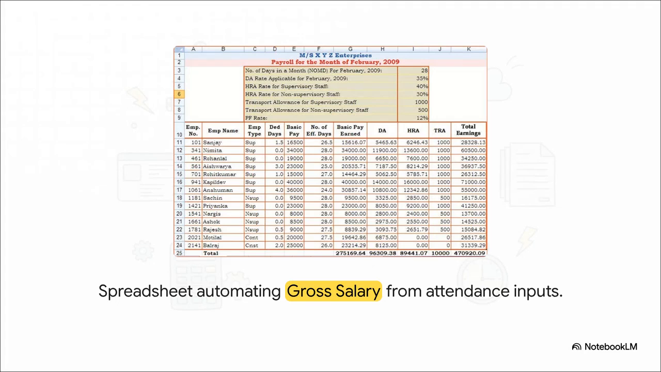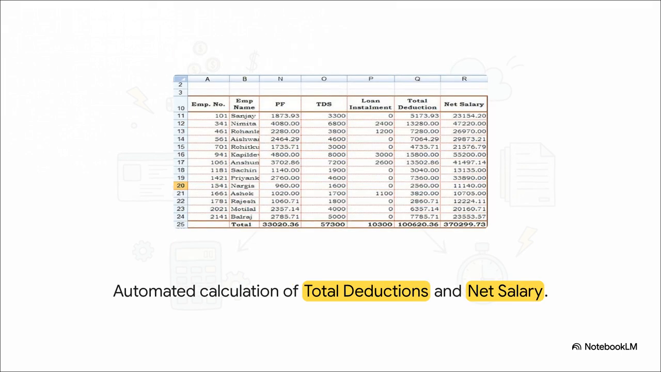So when we actually fire up this first engine, here's how it plays out for a sample company, XYZ Enterprises. At the top, you've got those absolute reference rules we just set up, like the 35% DA. And below that, pure automation. The spreadsheet takes the effective days, calculates the basic pay earned, and just seamlessly adds in all those varying allowances to spit out the total earnings. And it does this perfectly whether the employee is supervisory or non-supervisory. And the magic just continues right across that exact same template. The spreadsheet perfectly aggregates the provident fund, tax deductions at source, any loan installments, you name it.